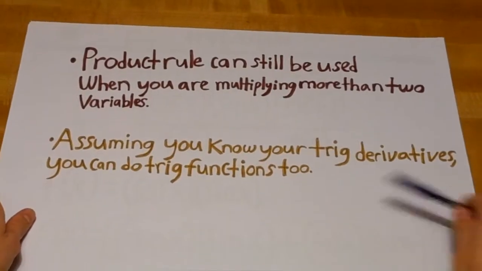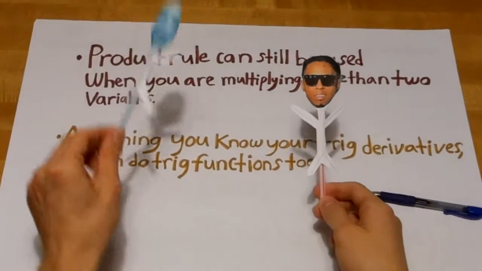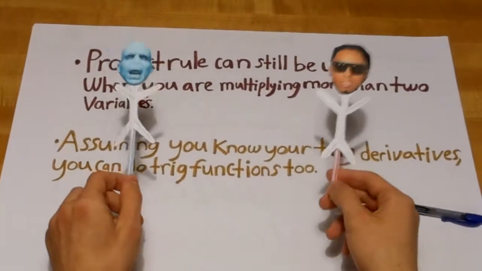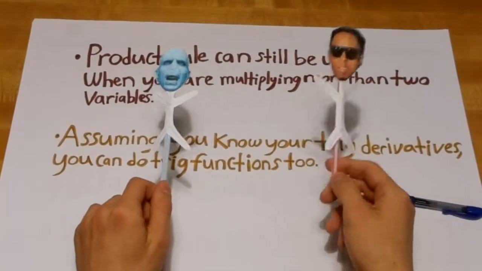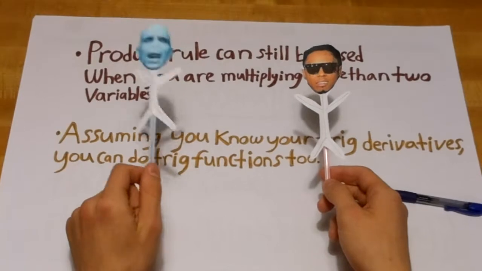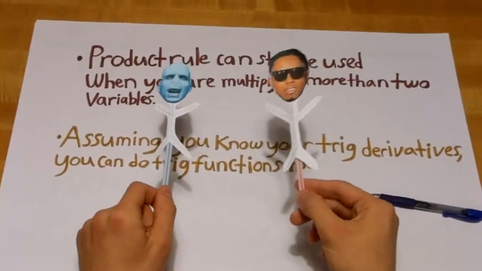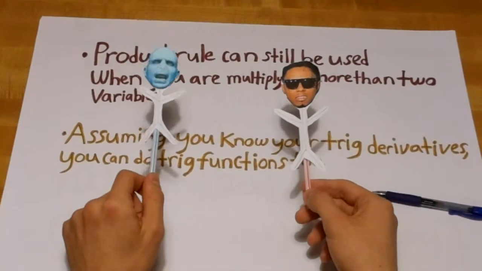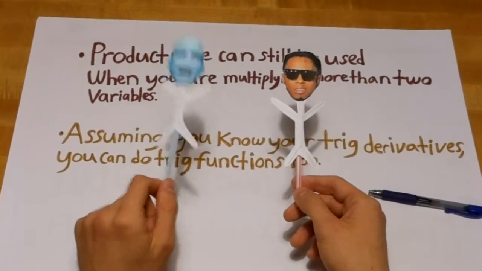So I actually overheard an argument earlier today between Lil Wayne and Lord Voldemort. Lil Wayne was like, hey, I bet that you can still use the product rule when you have more than two variables. I bet that you can do it with trig functions as well. Lord Voldemort was like, no, I think that you're wrong. Lil Wayne was like, oh yeah? Well, you know who's stupid? You are, Lord Voldemort. And Lord Voldemort was like, oh yeah? Well, I can think of a million ways to kill you.